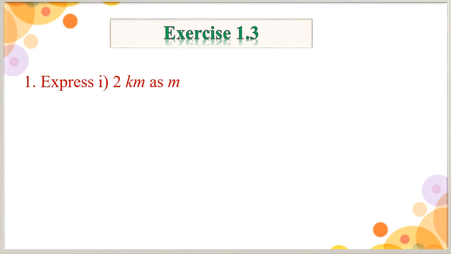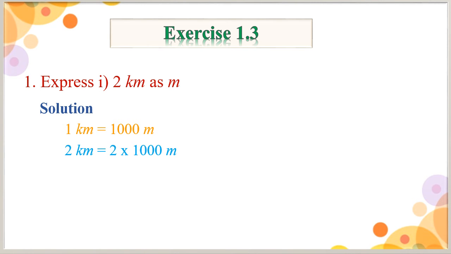Size 1.3. First one, express 2 kilometer as meter. As you know that 1 kilometer equal to 1000 meter. That means 2 kilometer equal to 2 multiplied with 1000 meter, we will get 2000 meter.